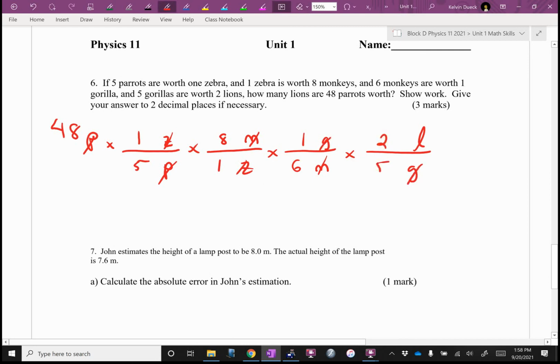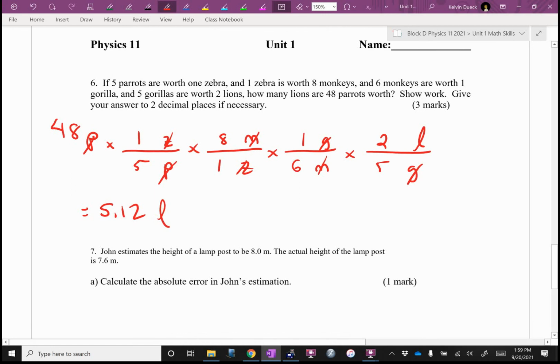Hey, and that gives me lions. Yeah, that's worth making a little note. Yes, we're there. So it's going to be 48 times 8 times 2 divided by 5 divided by 6 divided by 5. It's 5.12, I believe. Yes, I went from memory. I didn't do that one in my head.